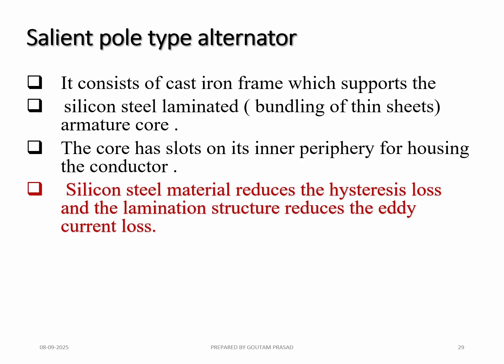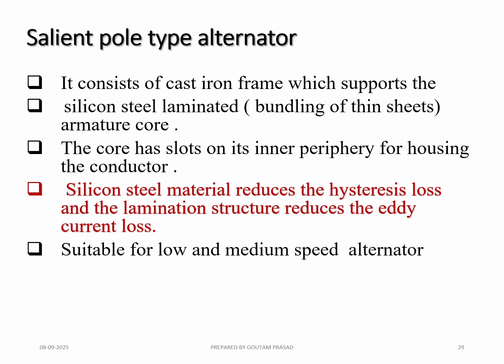The silicon steel material reduces the hysteresis loss, and the lamination structure reduces the eddy current loss that I have already discussed, and it is suitable for low and medium speed alternators. An example is hydro alternators. So salient pole type alternators are used in hydroelectric generation. Basically, in hydroelectric generators, the speed is low. That is why the salient pole type of alternator is used.